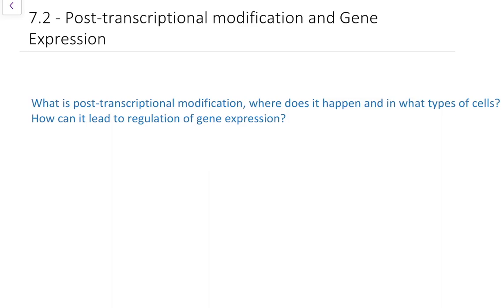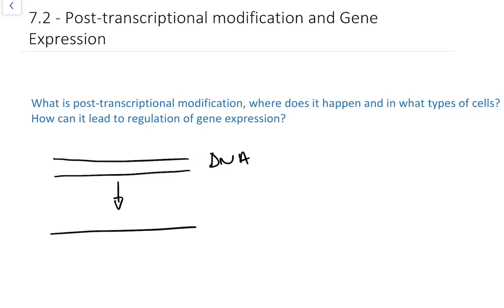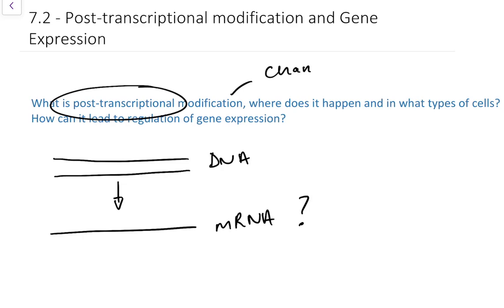So the first question is, what is post-transcriptional modification? We've already looked at the process of transcription. Transcription was taking DNA, which is the double-stranded molecule of inheritance, and then from it, using RNA polymerase, making a single-stranded mRNA. And so what we're talking about is post-transcriptional. We've made the transcript. So now what happens afterwards? And you can see there's some modifications, some changes that are going to be made.